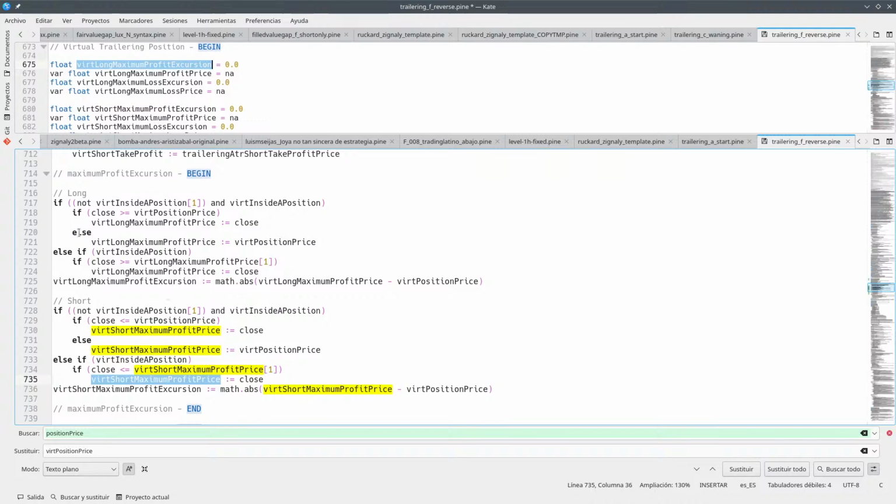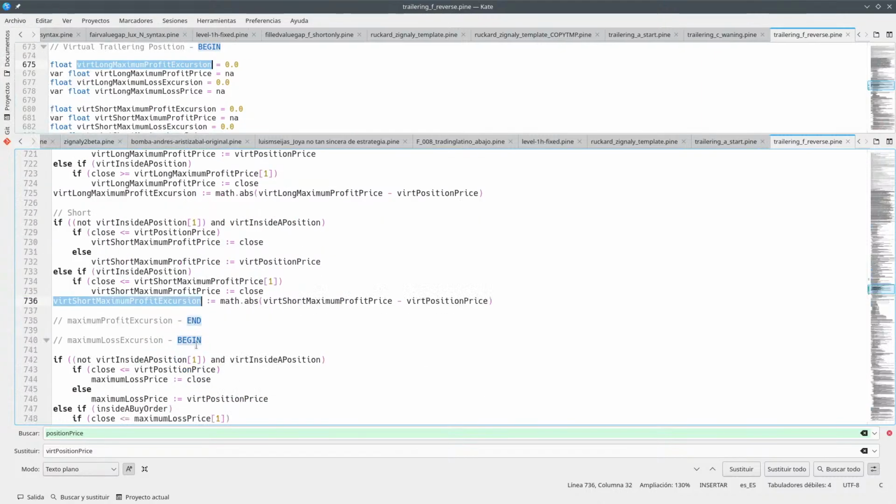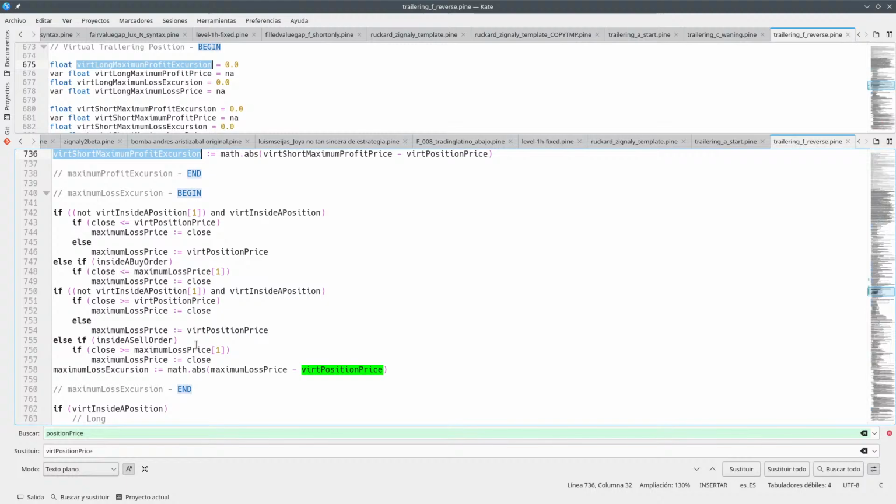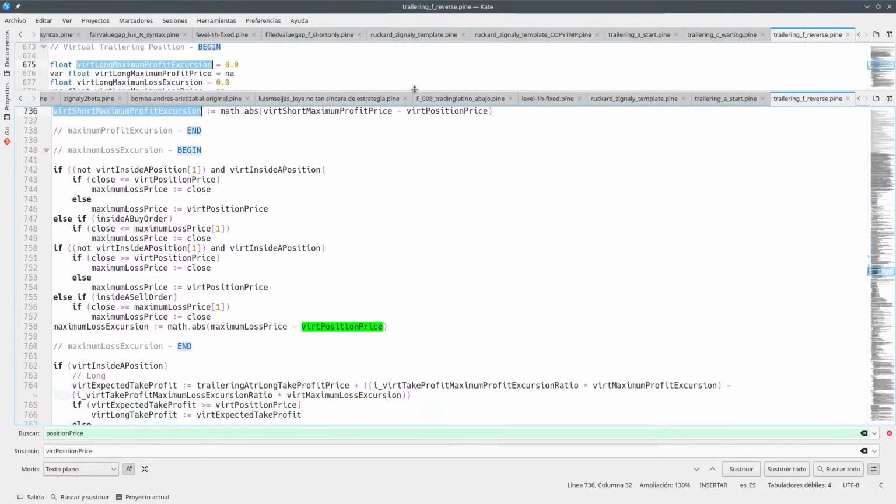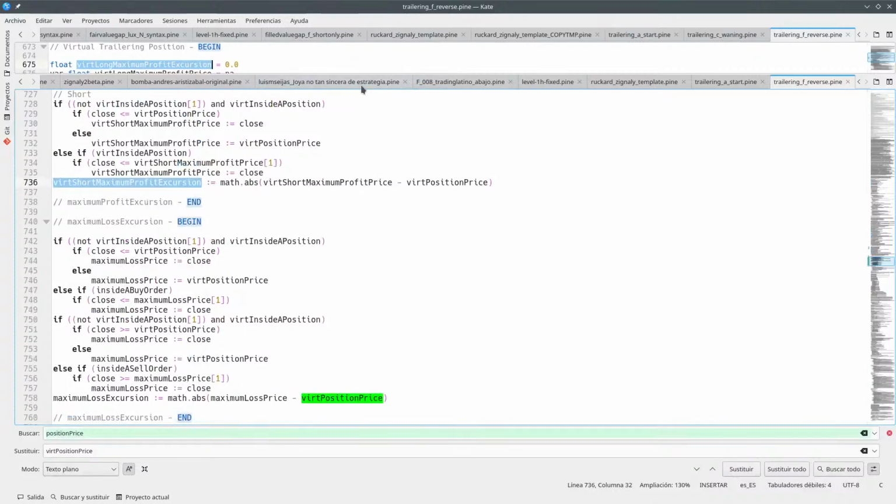We could have this into a single one of them, but I don't think it's useful to have this into the same place. Yeah. Okay, what about the maximum loss? Okay, so the maximum loss is quite similar.